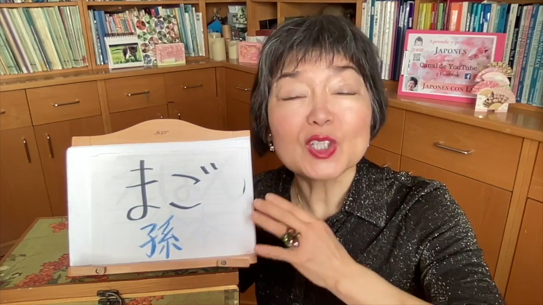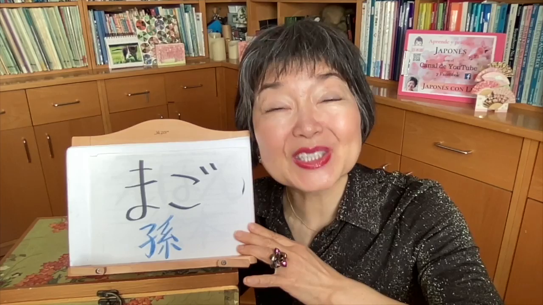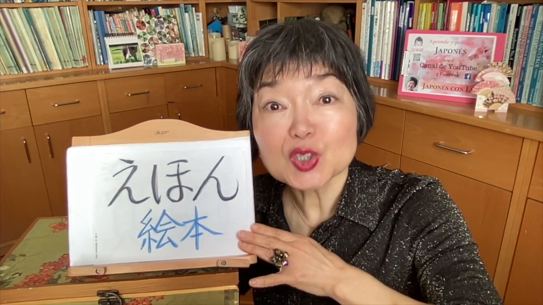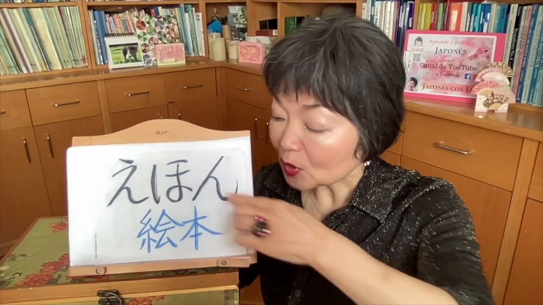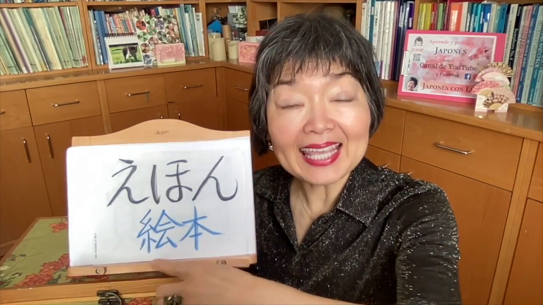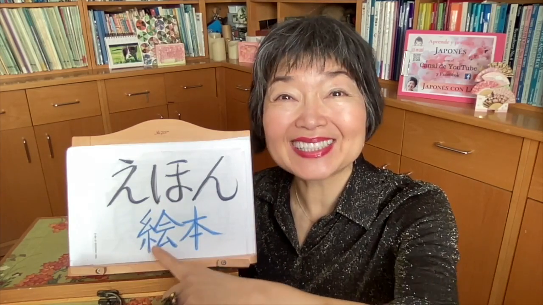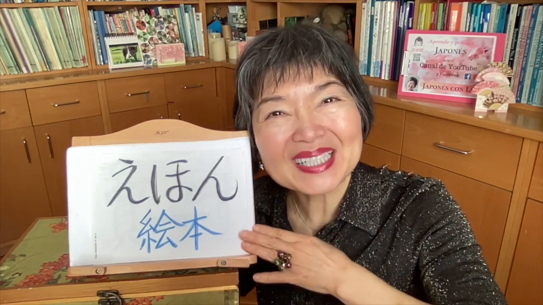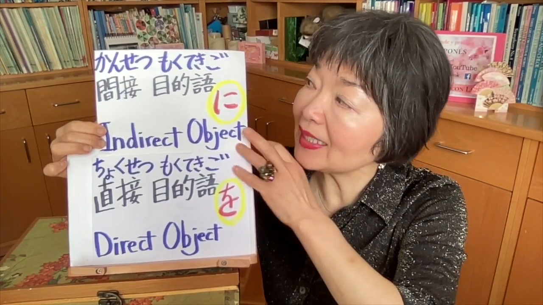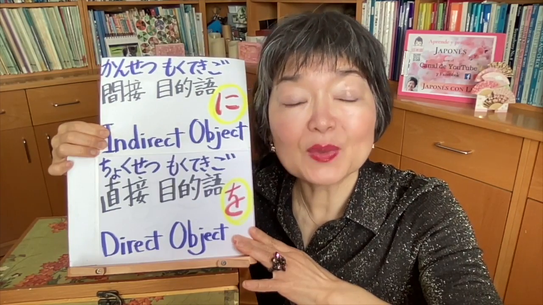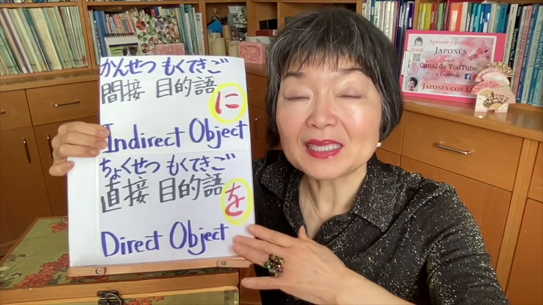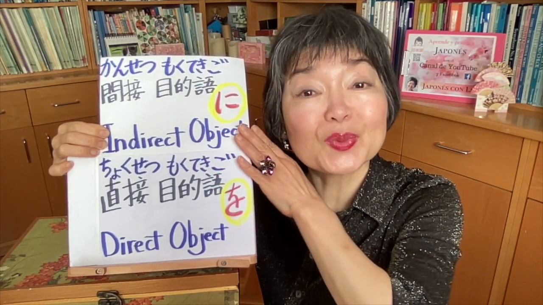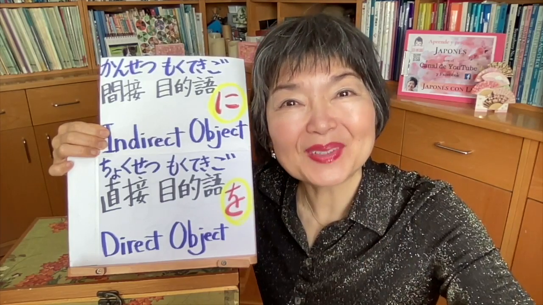孫, grandson, granddaughter, grandchild, grandchildren. 孫. 絵本, storybook, story illustrated book. Because 本 is book, and 絵 means picture or drawings, illustration. So 絵本, storybook. In Japanese, usually the sentence order is first the indirect object, ni, and the direct object, wo, and the verb. This is the normal order. Of course, you can change it when you want to emphasize something. But usually this order: ni and wo and the verb.